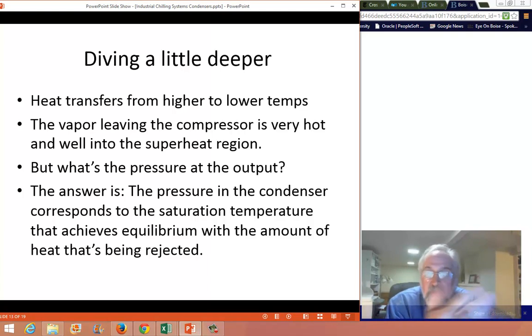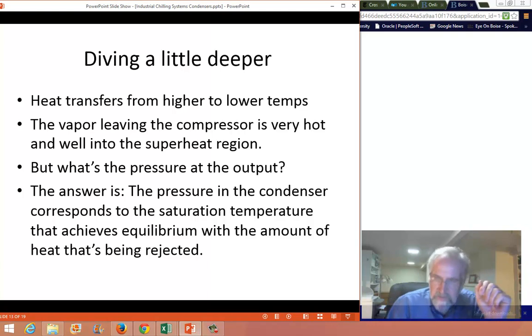We know that heat transfer goes from higher to lower temps. That's obvious. The vapor leaving the compressor is very hot. It's superheated vapor, right? It's well into the superheated region. What determines the pressure at the output, what's called the discharge pressure, which is the same as the condenser pressure? And the answer is that it's the pressure corresponding to the saturation temperature that allows the heat transfer in the condenser to reach an equilibrium.